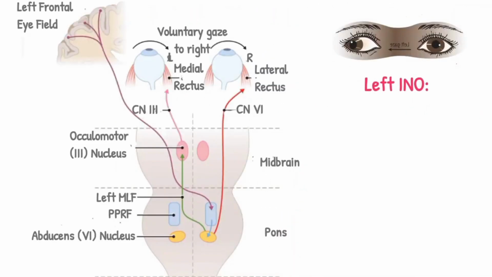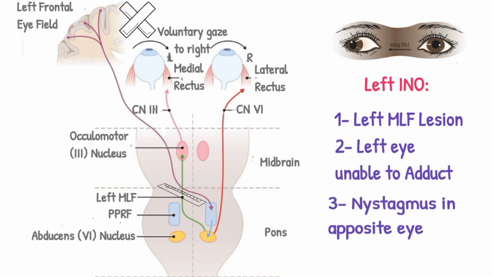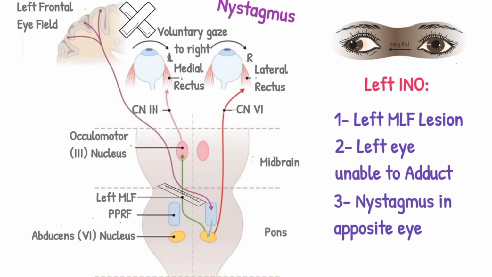On the other hand, in left internuclear ophthalmoplegia, there is a lesion of the left medial longitudinal fasciculus. The left eye is unable to adduct and the nystagmus is in the opposite eye due to overfiring of the abducens nerve to stimulate the oculomotor nerve.